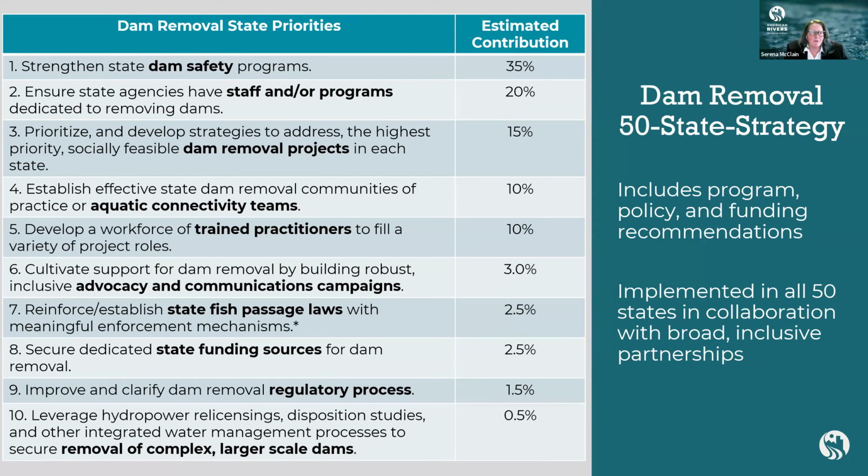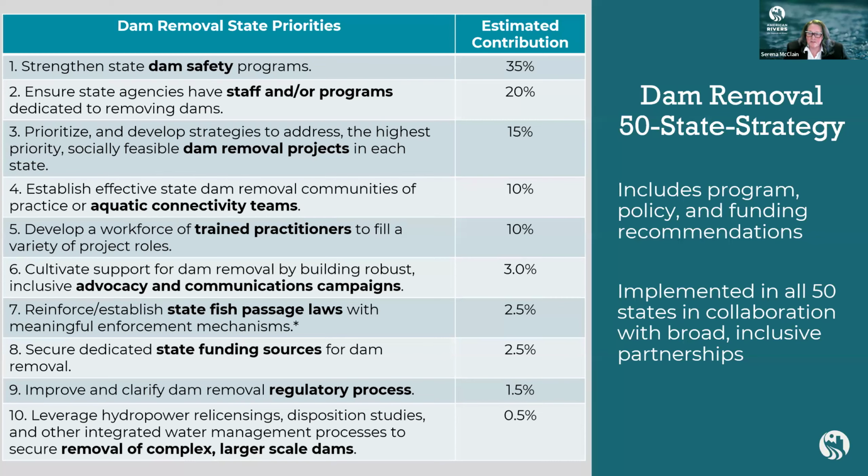I want to talk a little bit about number 4, establishing effective state dam removal communities of practice or aquatic connectivity teams. Partnership and collaboration are the key to success. And we've seen that the track record of growth in states with communities of practice and or teams is far more significant, it's appreciable, than states without those teams.